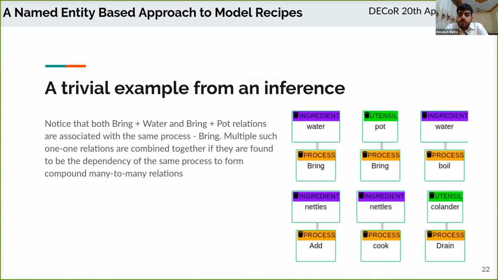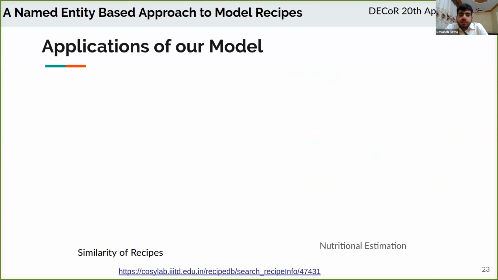You will see that both water and pot are associated with the process bring. So that is what we meant by many-to-many relations, which have been successfully mapped using this approach.